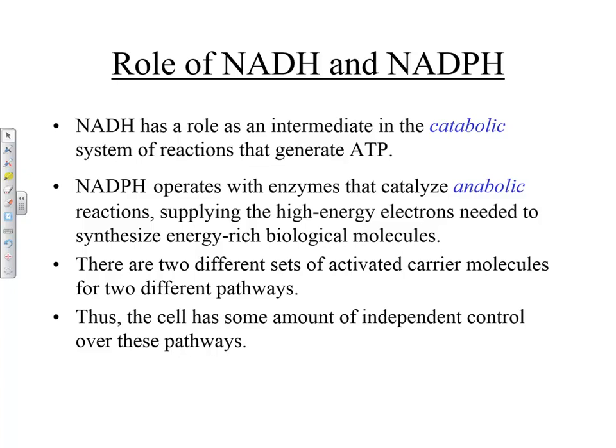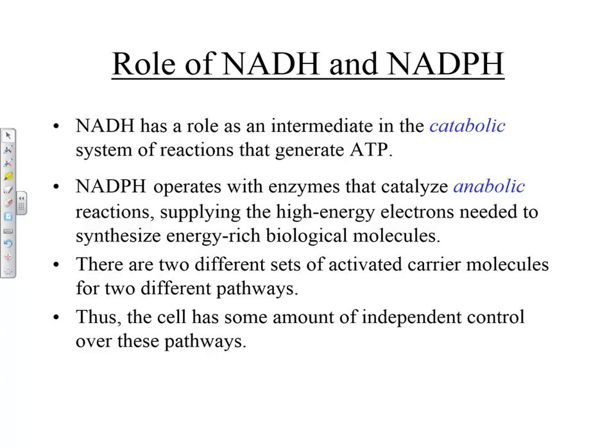NADH has a role as an intermediate in the catabolic system of reactions which generate ATP. If you study those reactions, let's say from your food, you eat food, if you're having carbohydrates, that ultimately enters as glucose into your bloodstream. Then your cells have to oxidize that glucose to produce energy. The energy that is released has to be stored in the form of ATP.